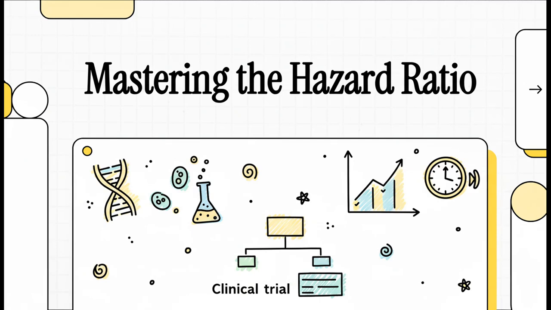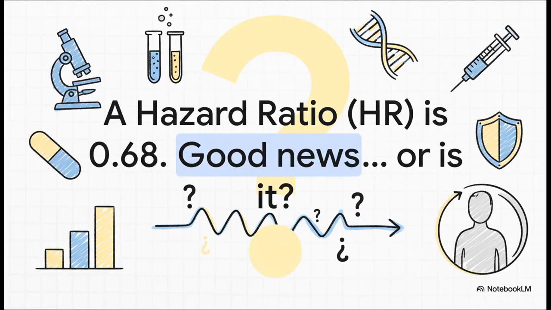All right, let's talk about something you've probably seen 1,000 times in medical news, especially when it comes to new cancer drugs. It's called the hazard ratio. It's one of those key statistics that can feel a little intimidating, but trust me, by the end of this, you're going to understand exactly what it means. You'll be able to look at a clinical trial result and feel way more confident about what you're seeing. So let's dive in.